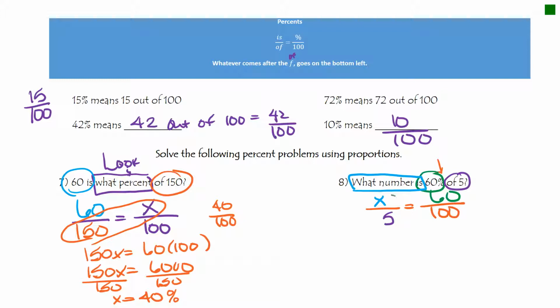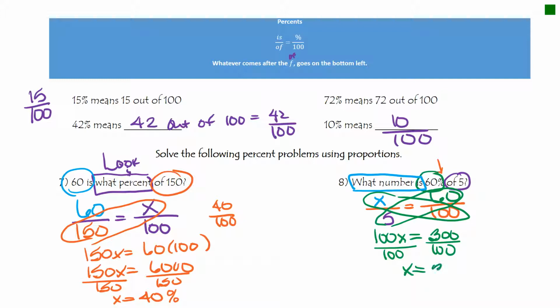We're going to cross multiply. I have 100x equals, and I'm going to cheat a little bit, guys, because I'm running out of space. 5 times 60, which is 300. Divide them both by 100 because there's no plus sign, so x is equal to 3. Do I need to put a percent? No, it said what number? 3 is a number, so that's where we stop.